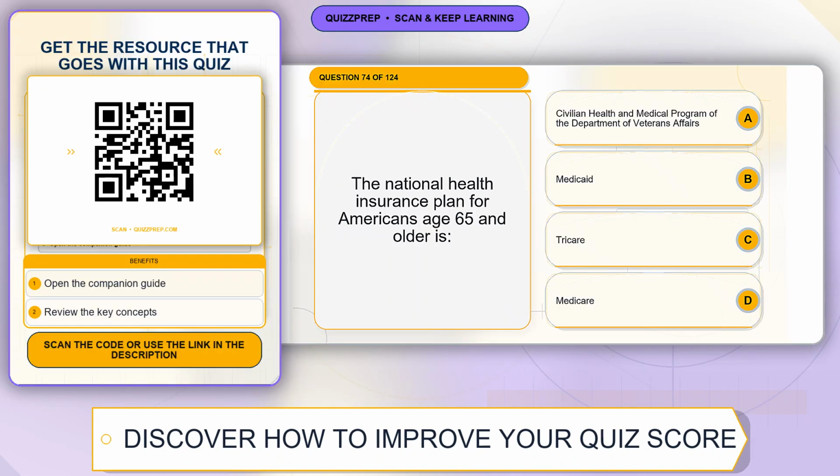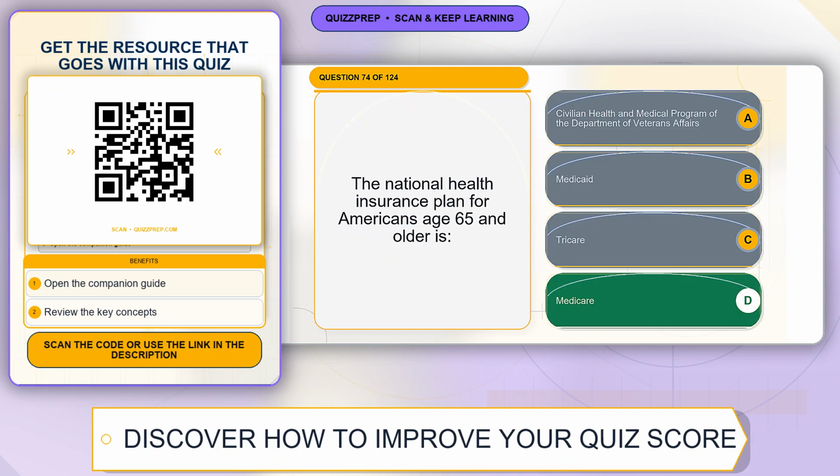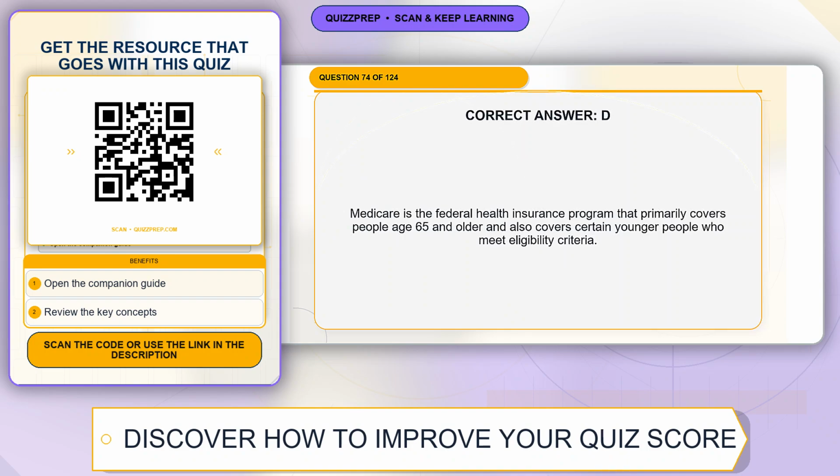Question 74. The National Health Insurance Plan for Americans age 65 and older is: Option A, Civilian Health and Medical Program of the Department of Veterans Affairs. Option B, Medicaid. Option C, TRICARE. Option D, Medicare. The correct answer is option D, Medicare. Explanation. Medicare is the federal health insurance program that primarily covers people age 65 and older and also covers certain younger people who meet eligibility criteria.